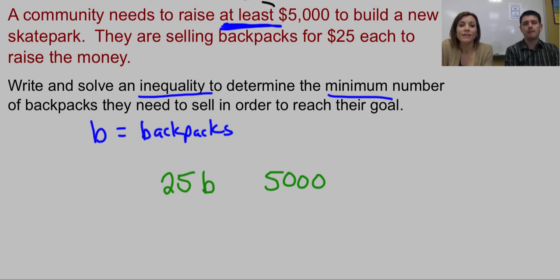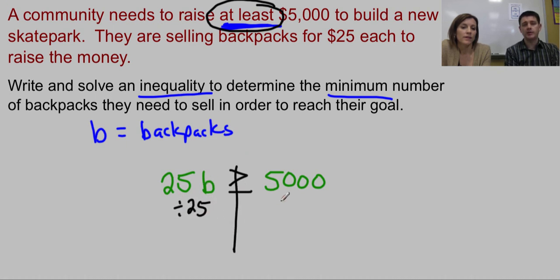We know we're aiming for 5,000, but the key is going to be what is that inequality? At least, remember that at least is the opposite of less than. So he's going to go ahead and flip the sign, put the line underneath. So the amount of money we raise from selling backpacks has to be greater than or equal to 5,000. The minimum it can be is 5,000, meaning it has to be bigger than that. Now we go ahead and solve our inequality. They multiplied, so we're going to divide by 25.